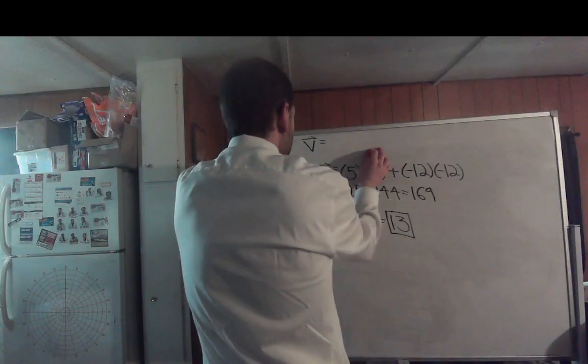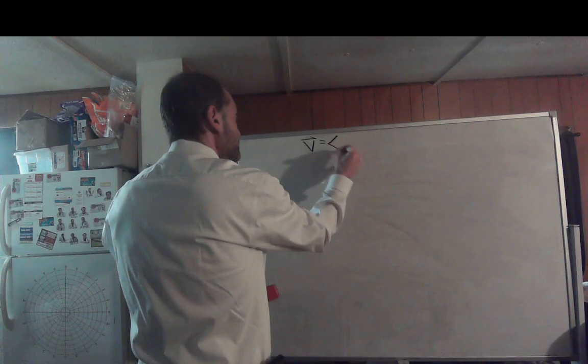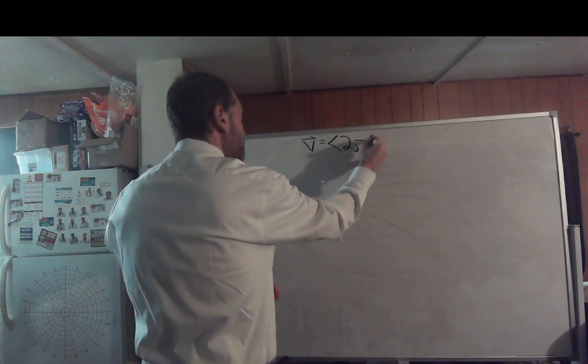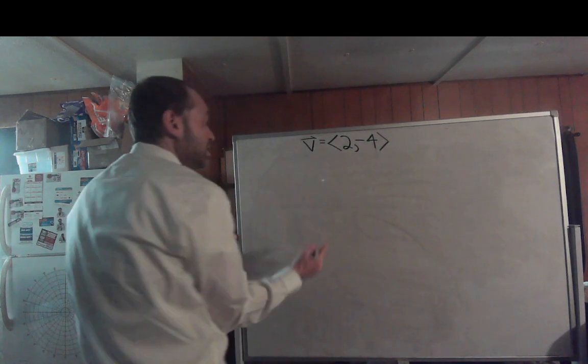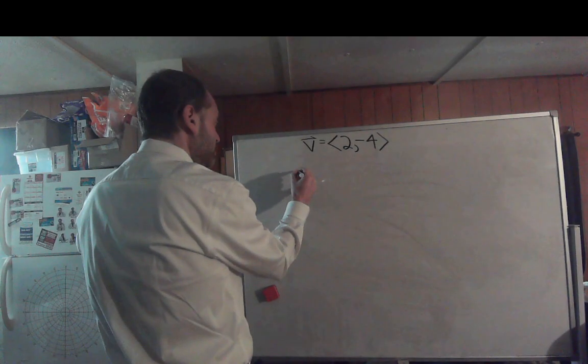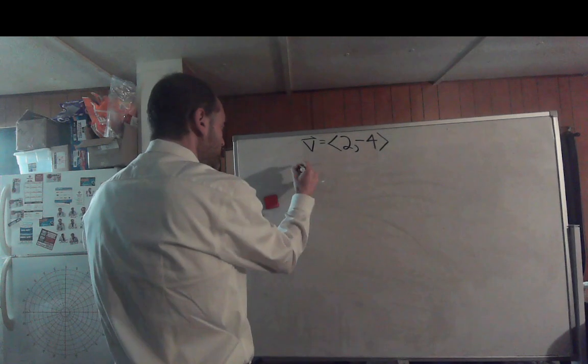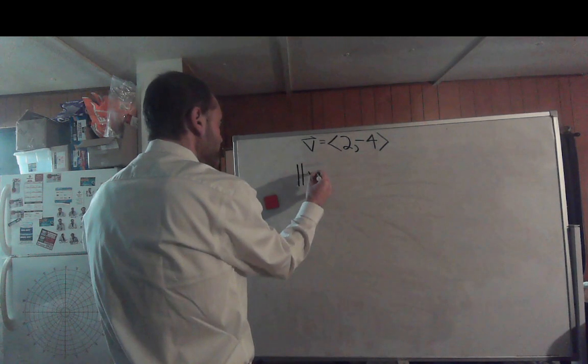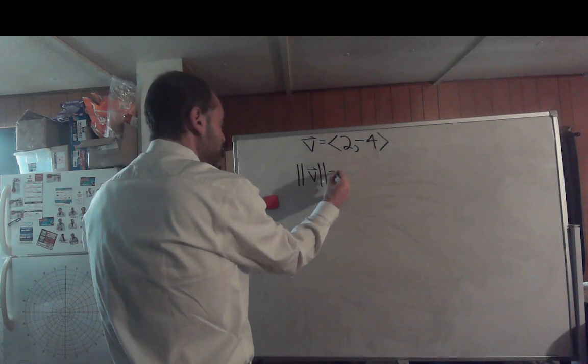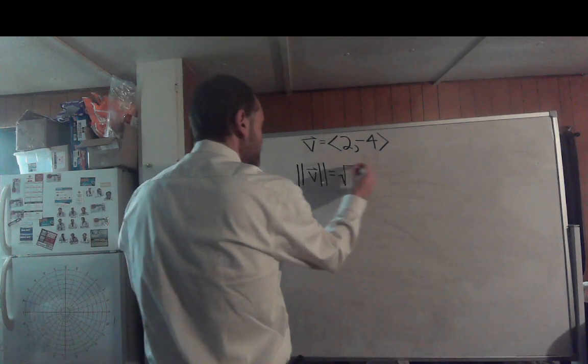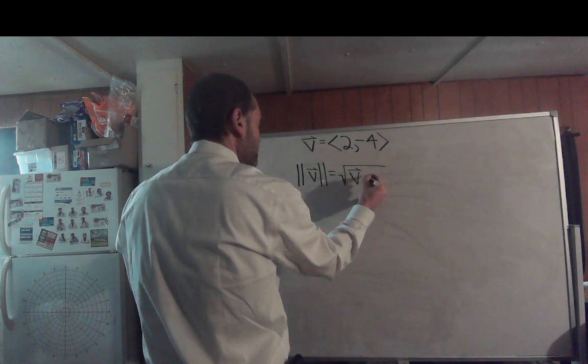Let's do a couple more examples of finding magnitudes of vectors using the dot product. We have vector v is going to be (2, -4). To find the magnitude, let me write what we're doing. The magnitude of vector v is equal to the square root of the dot product of v on v.